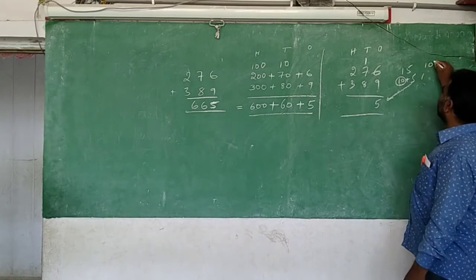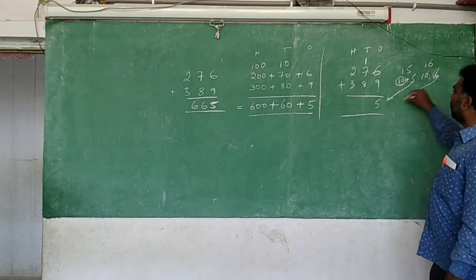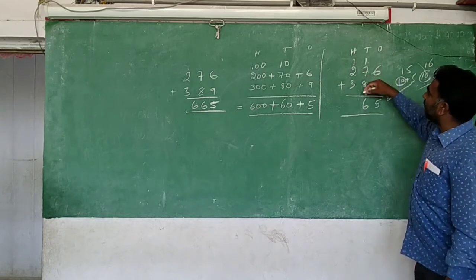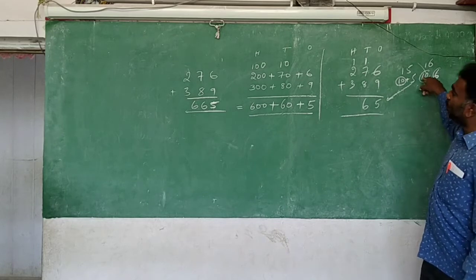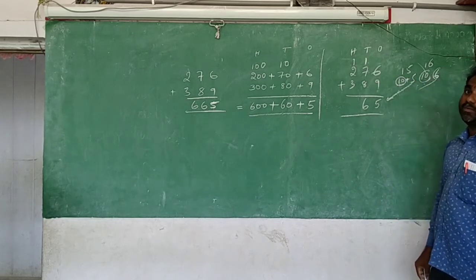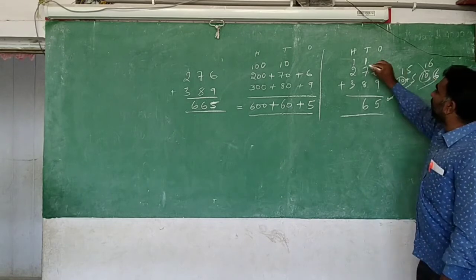16 means 10 and 6. So this 6 you will take here. This one only you will take here, not 10. Because you know that 10 tens will become 100. 10 tens will become 100. So we have carried only 1.